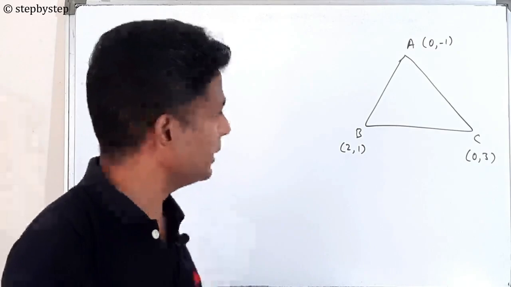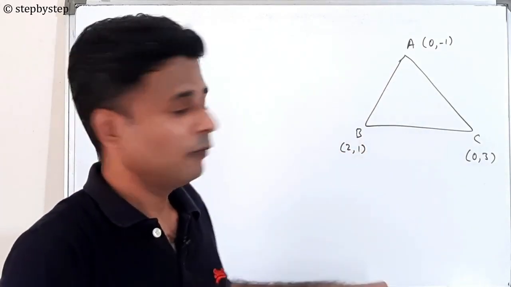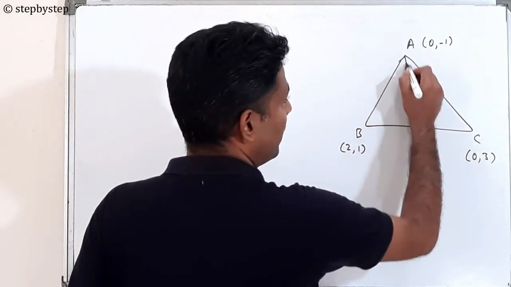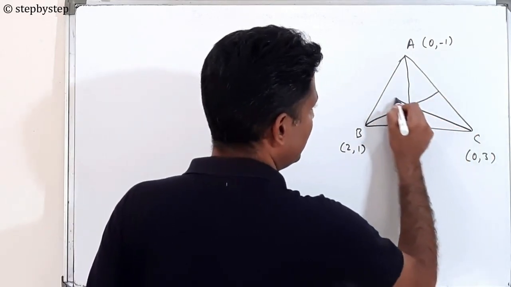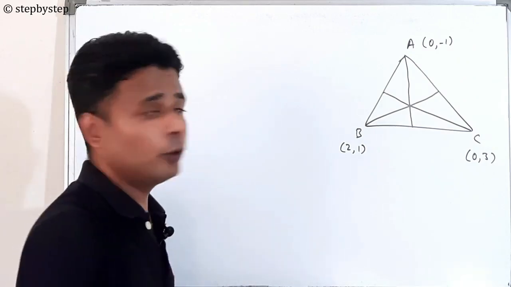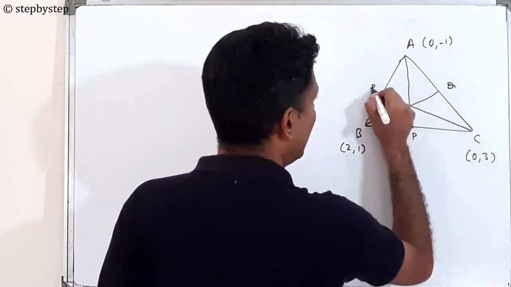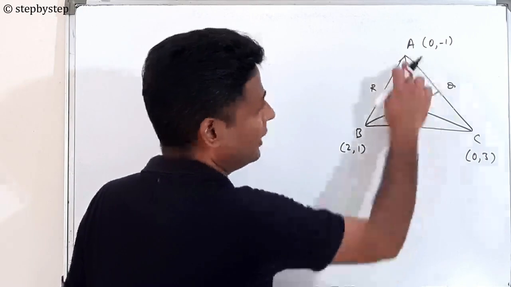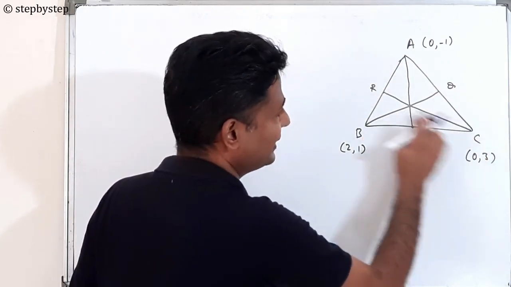Guys, now the next question they have given is find the lengths of the medians of triangle ABC, where they have given coordinates for A, B and C. So what is a median? If you remember from triangles, a median is a line which divides the opposite side into two equal parts, which means this will be the midpoint. Let these be P, Q, R. Now to find the length of medians, we need to know the coordinates of A and P, B and Q, and C and R.